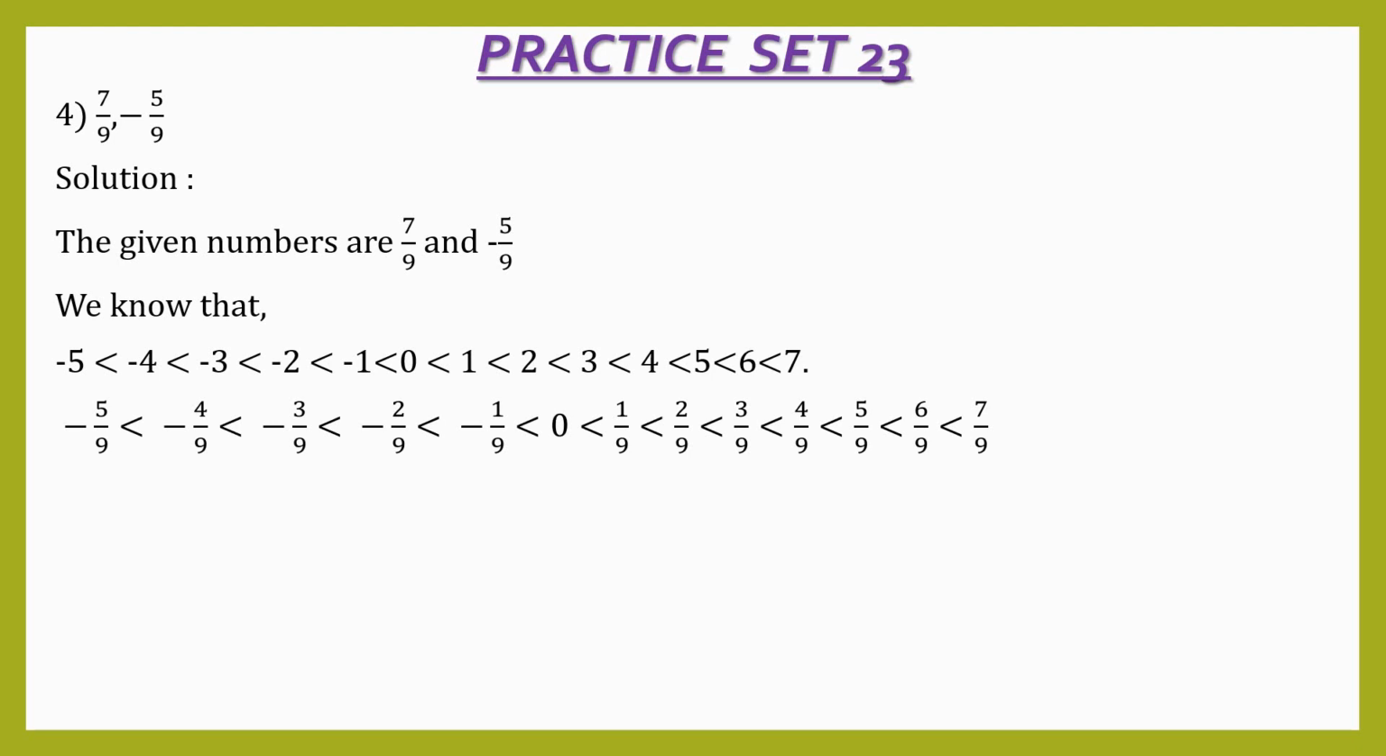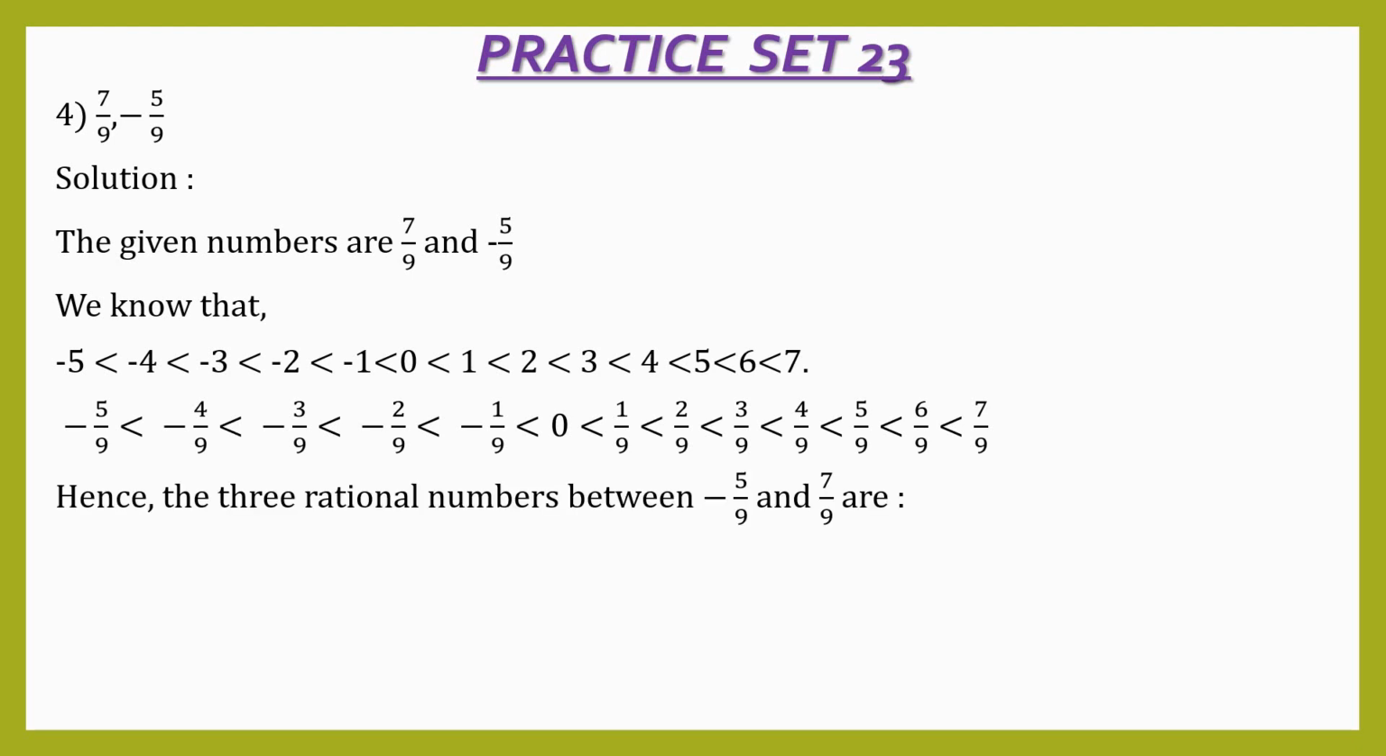So now we can pick any three rational numbers between minus 5 upon 9 and 7 upon 9. So I have picked up, hence the three rational numbers between minus 5 upon 9 and 7 upon 9 are minus 4 upon 9, 0 and 6 upon 9. You can pick any three of your own choice.